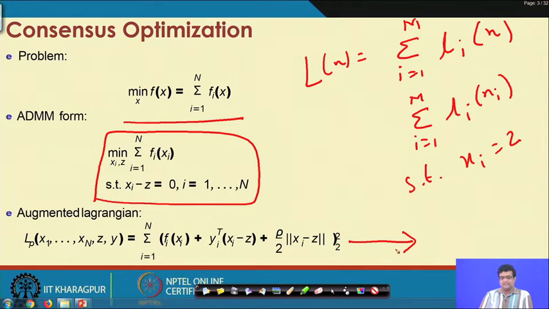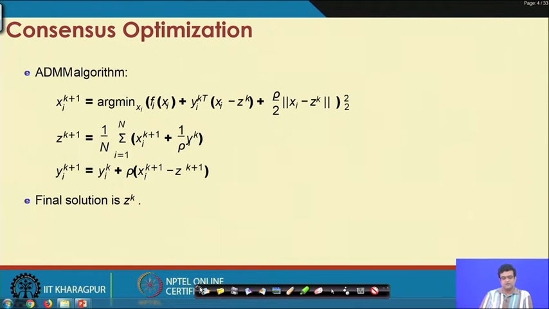So, here the x variable is basically split into n many x variables, and if that is the case, as we shall see, the 3 steps of ADMM become something like this. Your x update is split into n x updates, for i equal to 1 to n. Okay. So, your x update is split into n x updates.